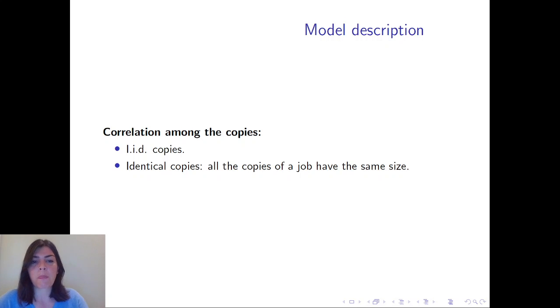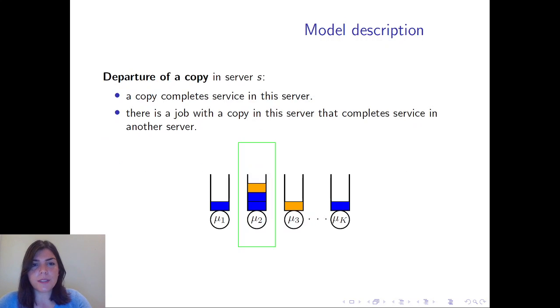So the challenge of analyzing redundancy models comes from the departure process of the system. As I said before, each job is going to depart only when one of the copies completes service. And in that moment, all the additional copies of the job that are still in service are going to be removed. So then if we look at one of the servers, we are going to have a departure due to one of the following events.